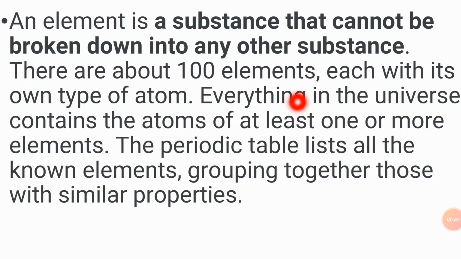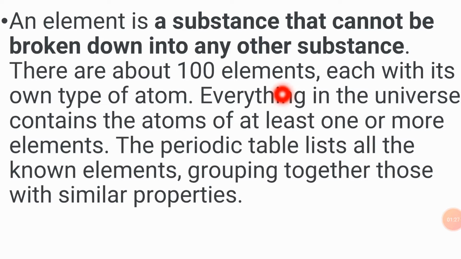As we already discussed, all the elements cannot be further broken down into simpler substances, and in the periodic table these elements are arranged according to their chemical properties. If you look into the periodic table, all the elements are represented, but the compounds are not represented in the periodic table.